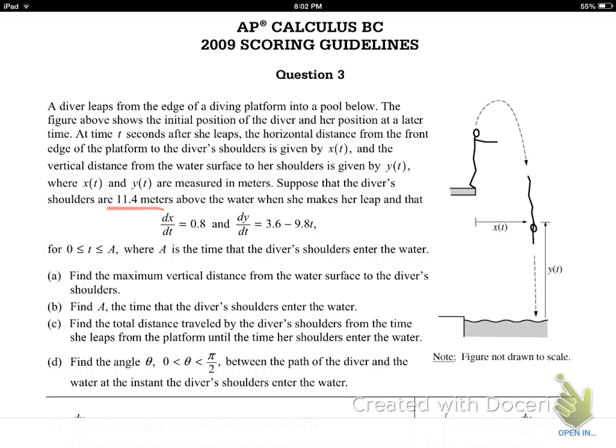Now they want us to find A, the time the diver's shoulder enters the water. Okay, so what do we want to do for that one? Well, we have to think of the vertical distance traveled, or at least the vertical position at some time. So we're looking for y of A. We want to know what the vertical position is at time A. That's the time when the diver hits the water.